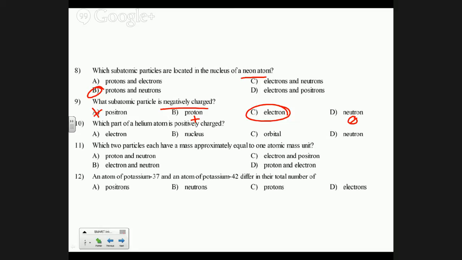Which part of a helium atom is positively charged? The nucleus. The nucleus has the protons in it, so it is positively charged. Which 2 particles have a mass approximately equal to 1 atomic mass unit? So you got to remember that protons and neutrons have a mass of 1, right? So if we got protons, neutrons, electrons, we got mass and charge.